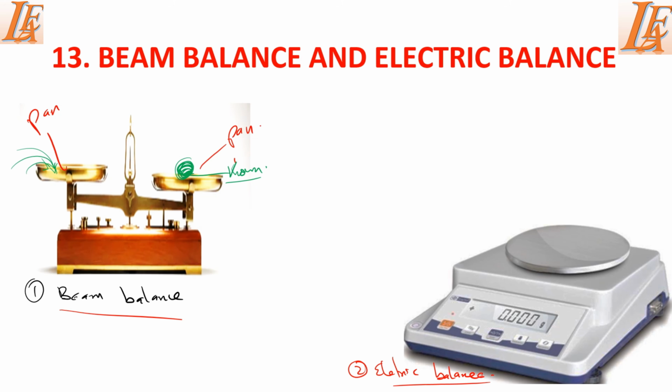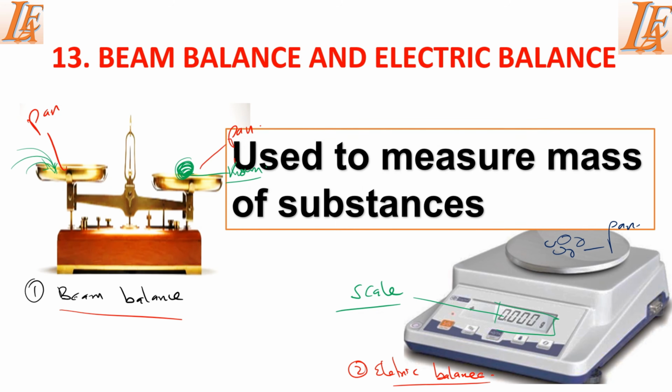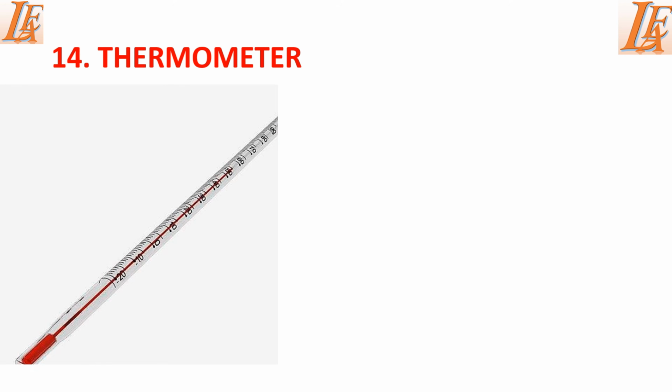For the second one, which is an electric balance, this one is a digital instrument. That's why you can see it has a digital scale here. This is a scale. So it's a digital instrument that quickly and accurately measures the mass of substances and displays the reading on the scale. Once you have a substance you want to measure the mass of, you place it on top of this, which we call a pan, and then its mass is going to be accurately and precisely displayed on this screen.